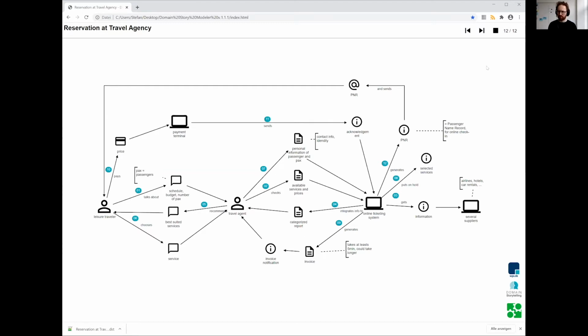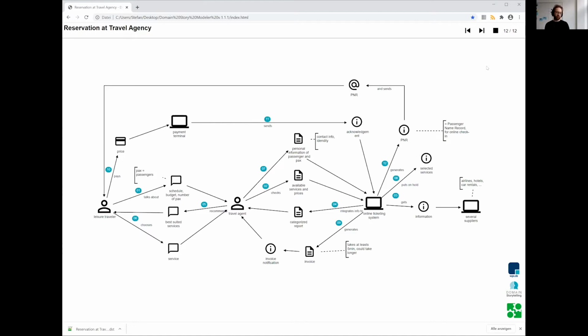We have domain terms like PNR and service and report. And there's still some manual judgment going on. So there's invoicing. So there's a lot of stuff involved that I already can start to understand. And I guess the next step would be, for example, to look at the scenario where we don't have a leisure traveler, where we have a business traveler. And I guess the process would look different then.